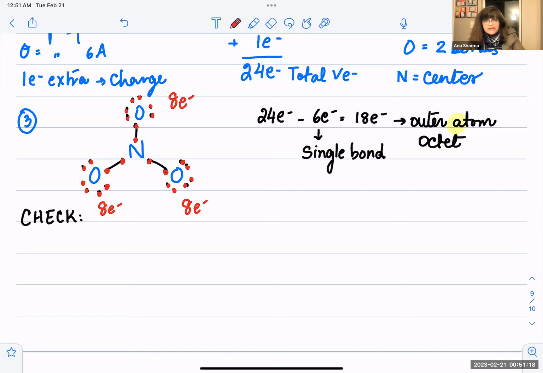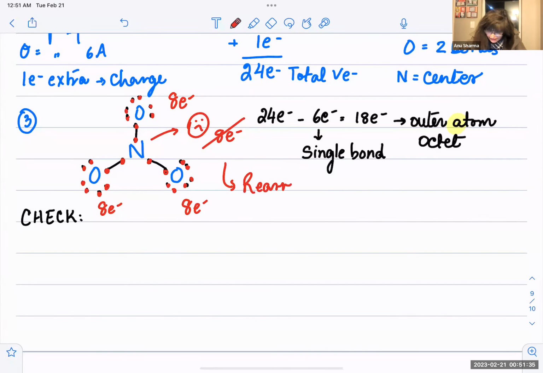So these octets are met for the oxygens, but for nitrogen, 1, 2, 3, 4, 5, 6. So nitrogen is obviously not happy, because its octet is not met. So what will we do? Because of that, we are going to do the rearrangement.